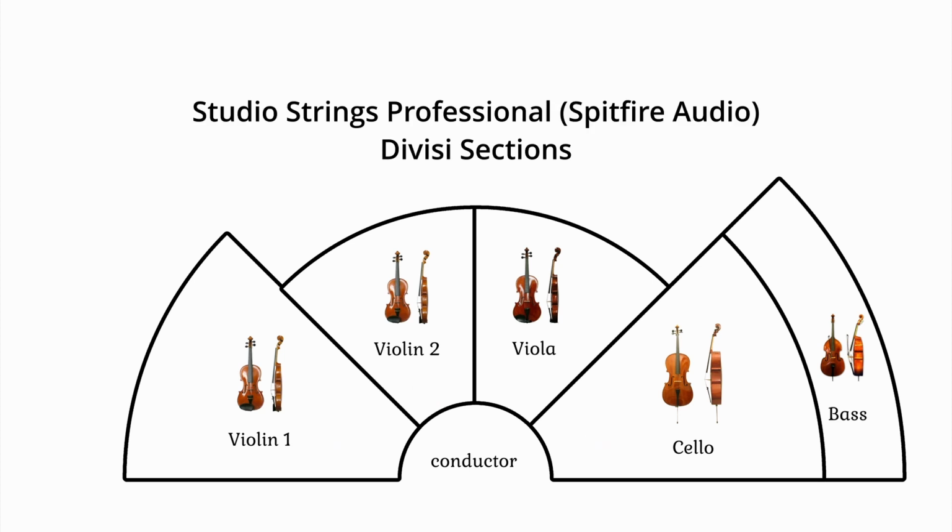The next example is using the quarter section patches from Spitfire's Studio Strings Professional. There are 4 violin 1s, 3 violin 2s, 3 violas, 3 celli, and because Spitfire didn't include divisi sections for the basses, I used the full 4 bass patch.